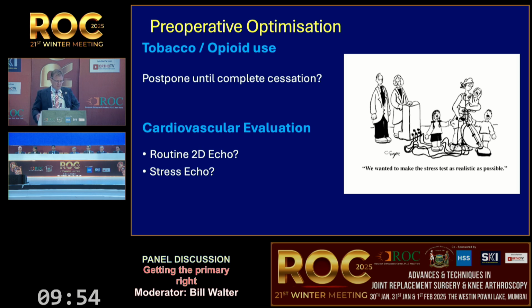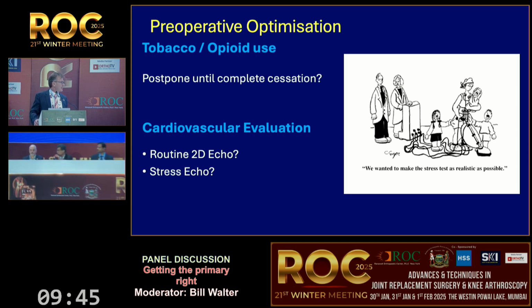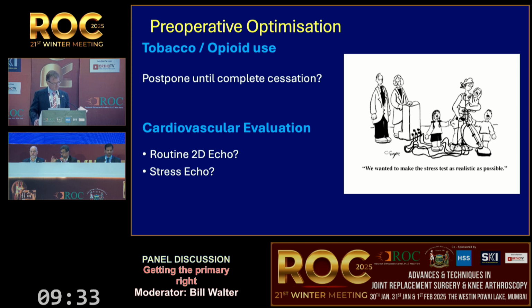So what about cardiovascular evaluation? Does anybody do a routine echocardiogram or a stress echocardiogram? So we regularly do 2D echo and dobutamine stress echo, because in India, cardiac problems are very high. It's supposed to be the capital of cardiac and diabetic problems in the world. Right. And we have seen people in their late 30s, early 40s getting massive coronary blocks and infarcts.